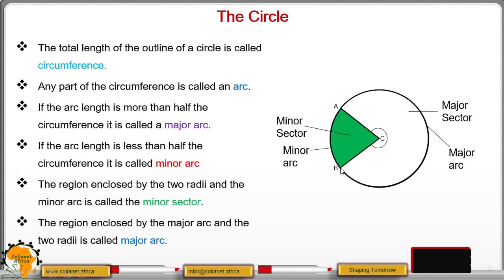Then from here, A, we move to the other side. This part is more than half of the circumference. Therefore, we call it the major arc. And this region that is covered by the two radii and the major arc, we call the major sector. So those are the parts of the circle that we are going to consider when we are looking at the circumference and the length of the arc.